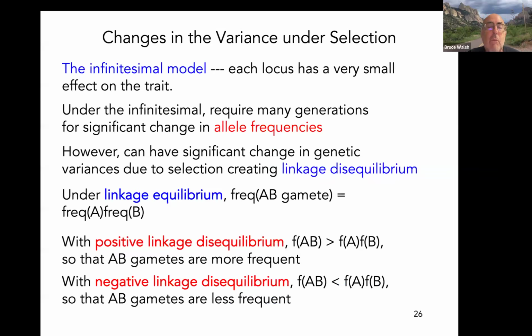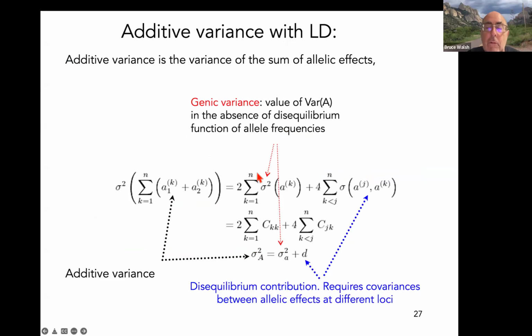And so if you look at what additive variation looks like with LD, this is the sum of all the breeding values, summing up all the effects. If I ignore these correlations for a second, this is just what's called the genic variation. This is the part of the genetic variation that changes as allele frequencies change. This is due to correlation among alleles at different loci.